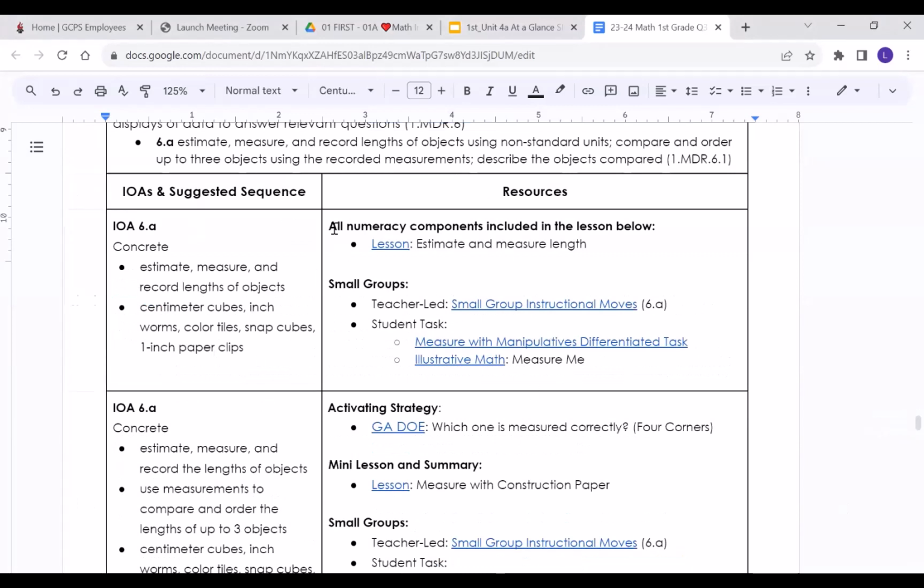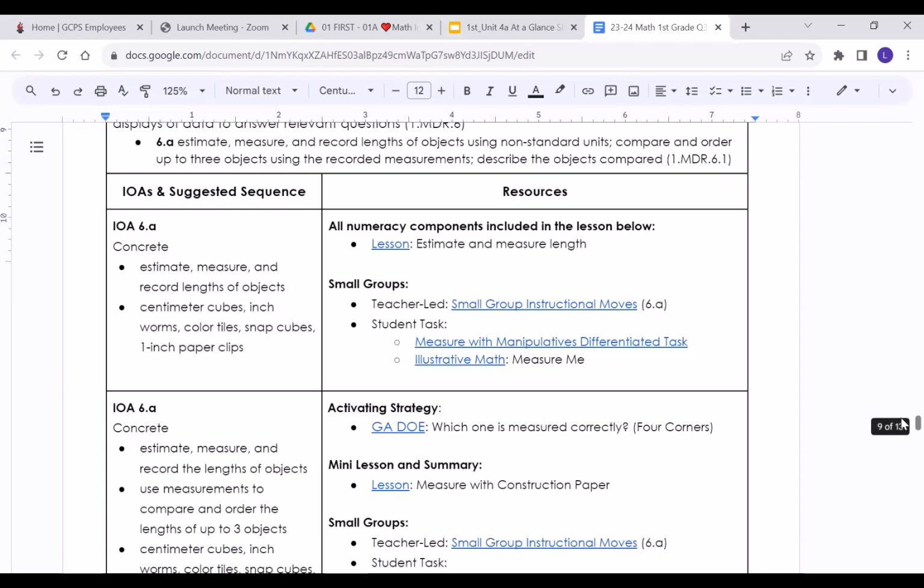The left column of the pacing guide will list the progression through concrete, representational, and abstract strategies. The bullets indicate the learning objective for the day, as well as any suggested manipulatives. The right column of the pacing guide shows the instructional resources that align to the intended learning objectives for each day of instruction. You will either see instructional resources linked for the numeracy components of a traditional teacher-led lesson or a task-based lesson, which will be your full numeracy block for that day.